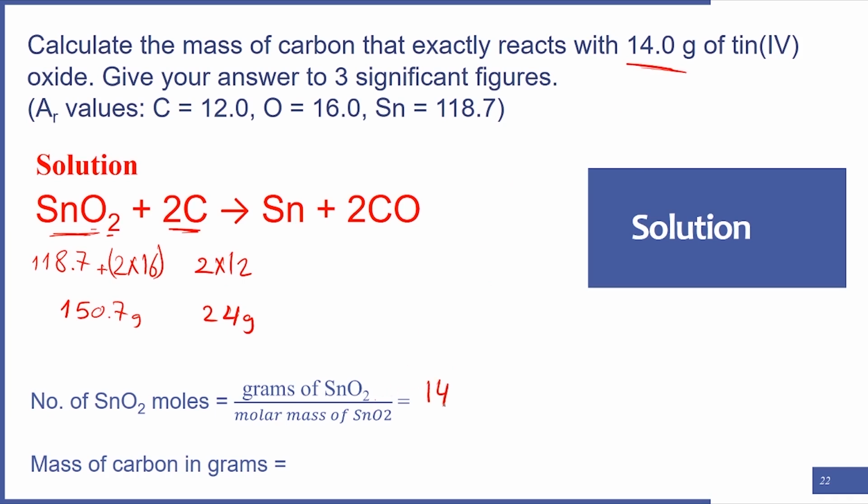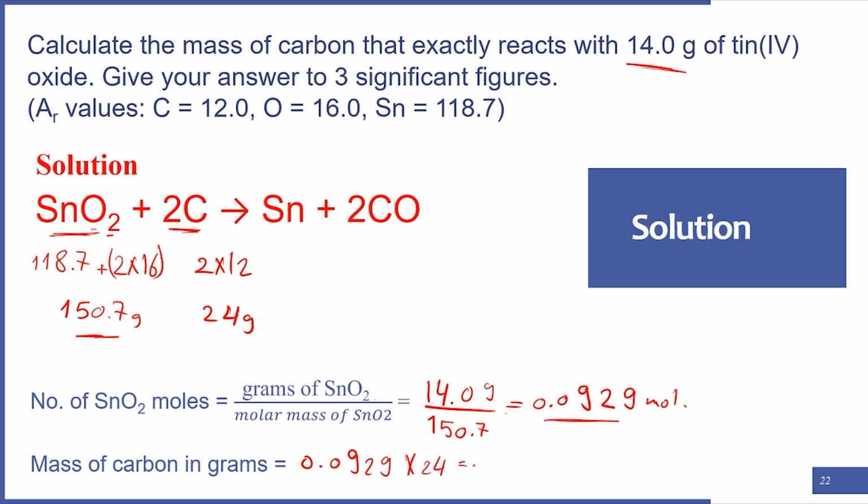The second step is to calculate the number of moles for tin tetraoxide by dividing the given quantity, 14 grams, by the molar mass, 150.7, which is equal to 0.0229 moles. Notice 1 mole of tin tetraoxide reacts with 2 moles of carbon. By that, the mass of carbon in grams is equal to the number of moles we obtained in the previous step multiplied by the molar mass we calculated for carbon, which is equal to 2.22959 grams. Let's round it to 3 significant figures, which is equal to 2.23 grams.